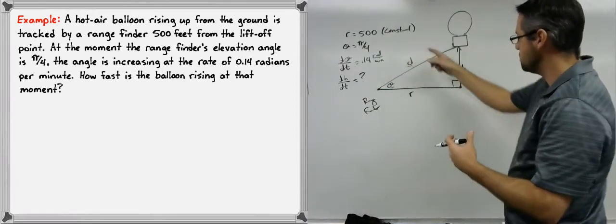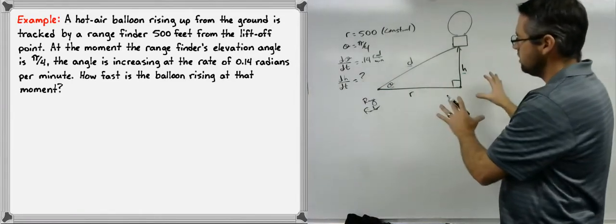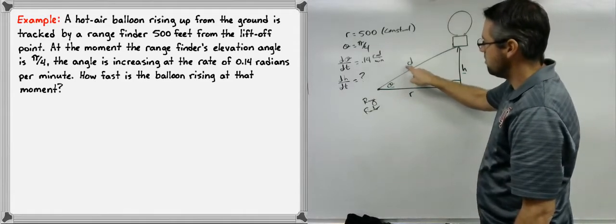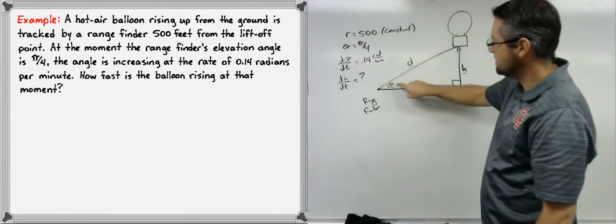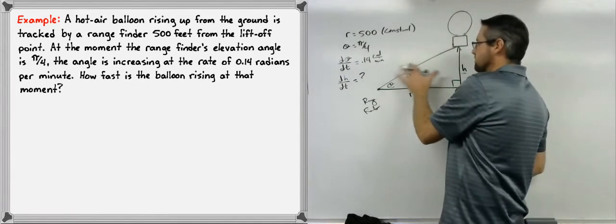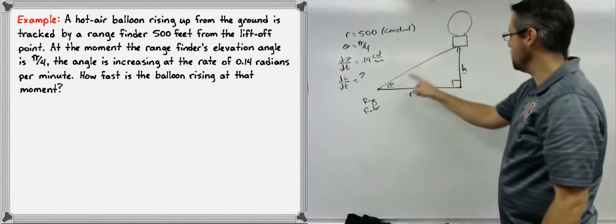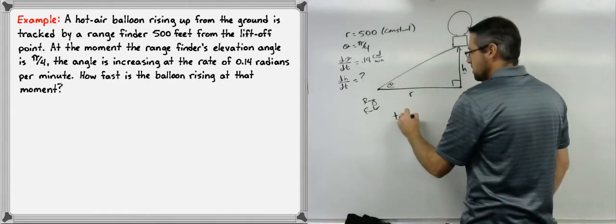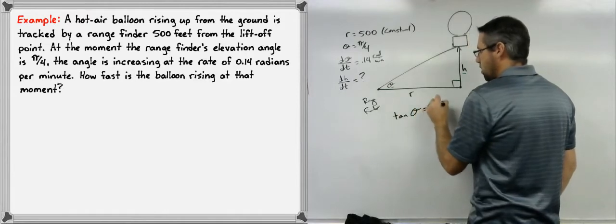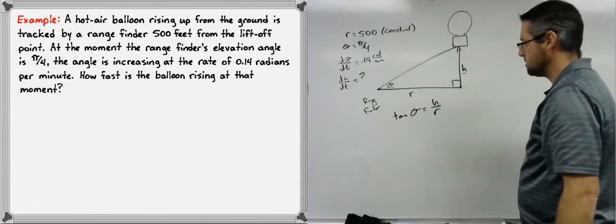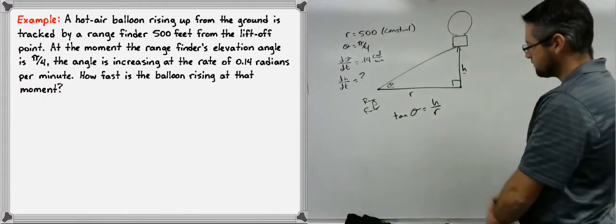Somebody might say, well, let's do the Pythagorean theorem. You could, but that's gonna put in d, a variable d that's not given, and it's going to take away from the variable that is given. So maybe we should just ignore d. Okay. So what's the equation between these three things? Well, that should be easy. That's going to be the tangent of theta is equal to h over r, opposite over adjacent. So there is my equation.